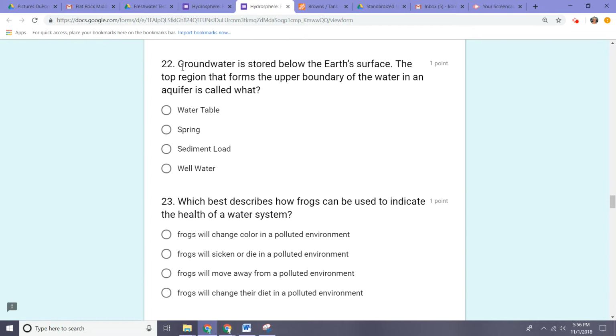Number 22. Groundwater is stored below the Earth's surface. The top region that forms the upper boundary of the water in an aquifer is called what? Water table, spring, sediment load, well water.